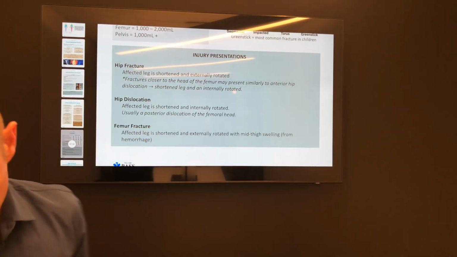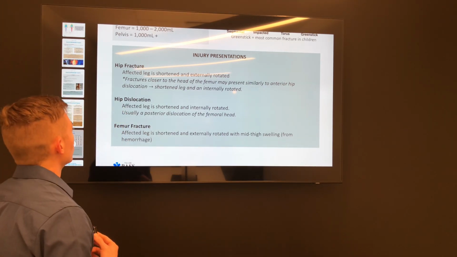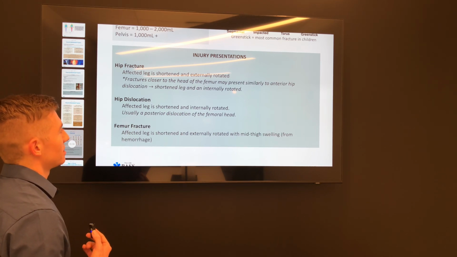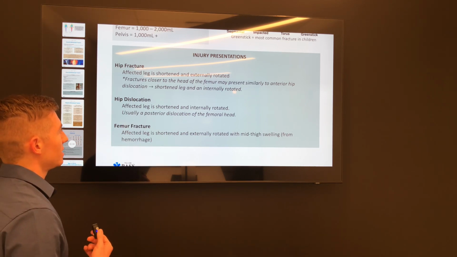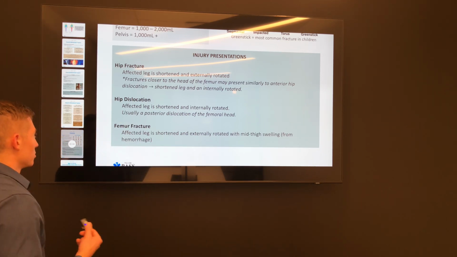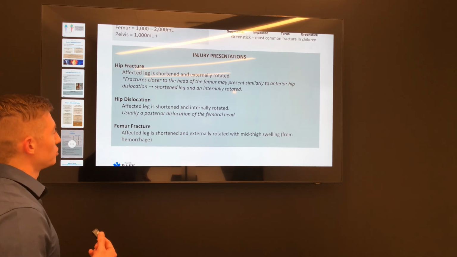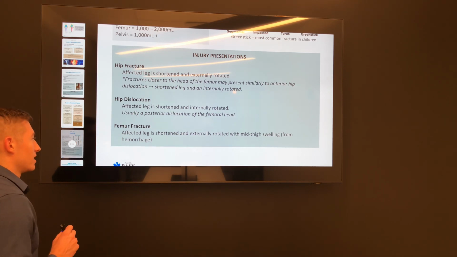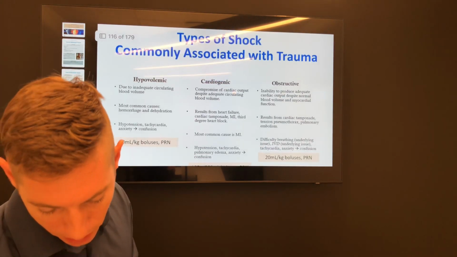Injury presentation, so we have hip fracture. Affected leg is shortened and externally rotated. Fractures that are closer to the head of the femur may present similarly to anterior hip dislocation. Shortened leg and internally rotated. Hip dislocation, affected leg is shortened and internally rotated. Usually a posterior dislocation of the femoral head. Femur fracture, affected leg is shortened and externally rotated with a mid-thigh swelling from the hemorrhage. We'll stop there.